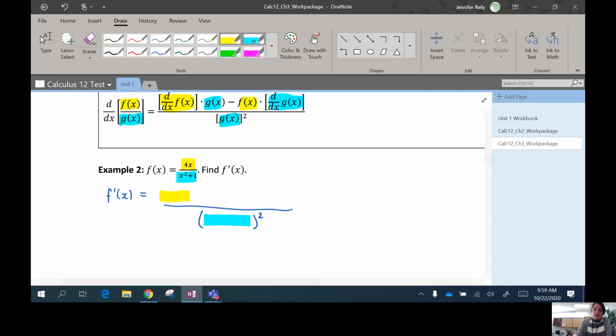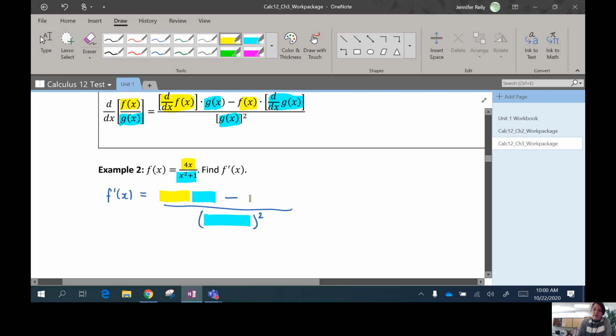You'll have the derivative of the first term times the second term minus the first term times the second term. So it looks just like the product rule on the top, except there's a minus instead of a plus. Okay, so we start with the derivative of 4x, which is just 4. We leave the bottom term alone. And then we have 4x times the derivative of x squared plus 1, which is 2x. And then in the denominator, we have x squared plus 1.